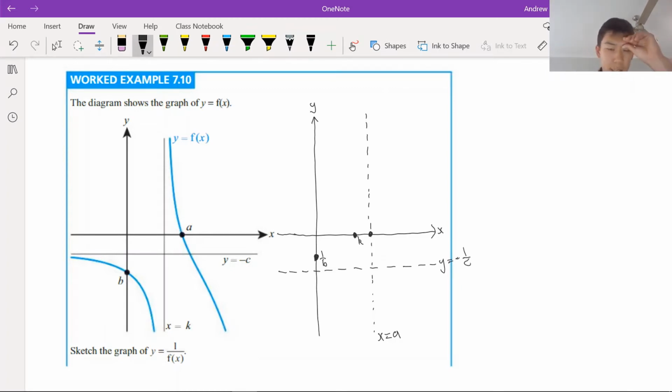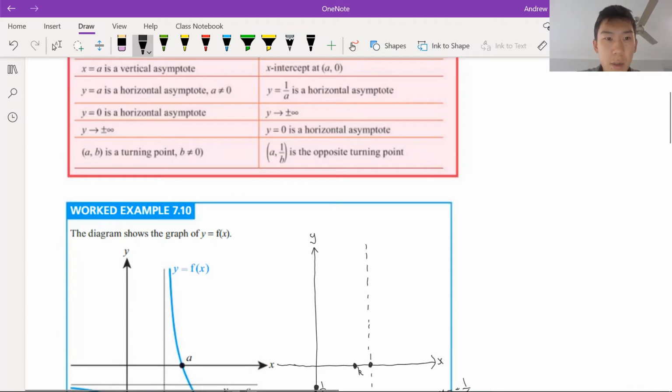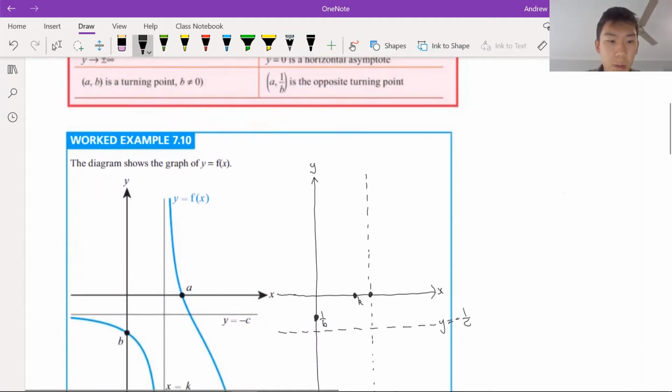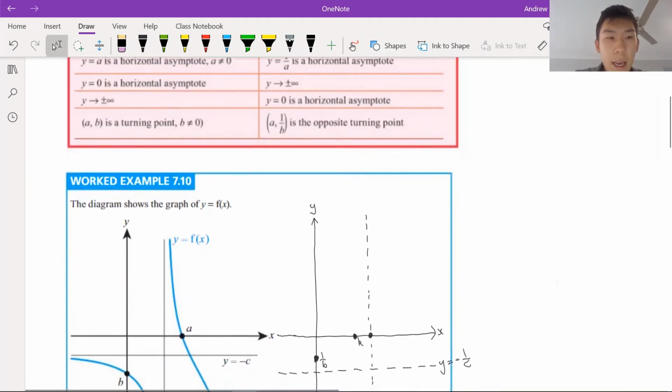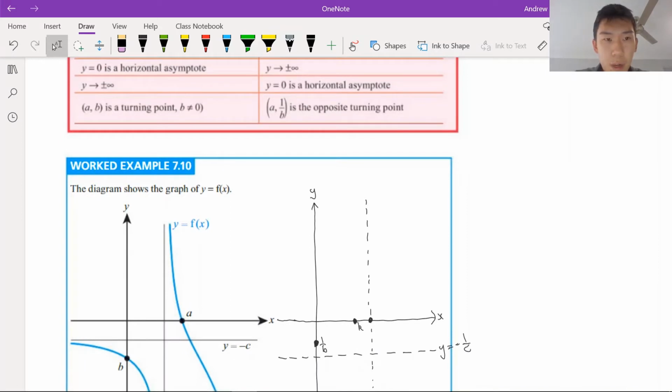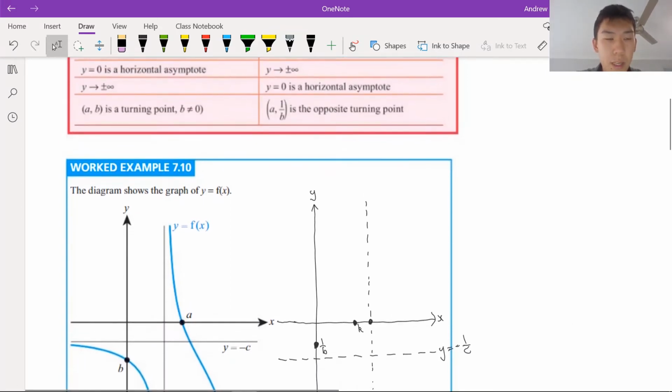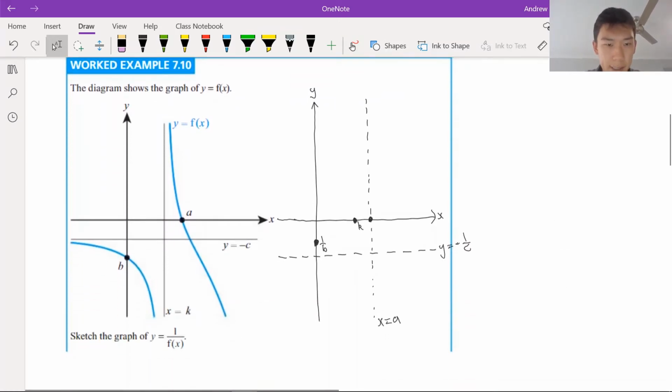Okay, so that's our x's and y's sorted. Let's see what's left. No turning point, so we don't have to worry about that. And does it have y equals 0 as a horizontal asymptote? No, it doesn't. But does it approach positive and negative infinity? Yes, it does, the original one, because it goes up that way forever, goes down this way forever, right? So that means y equals 0 is also an asymptote.